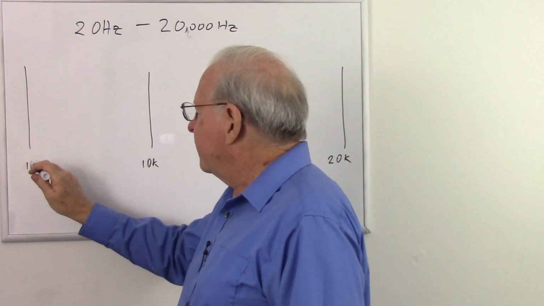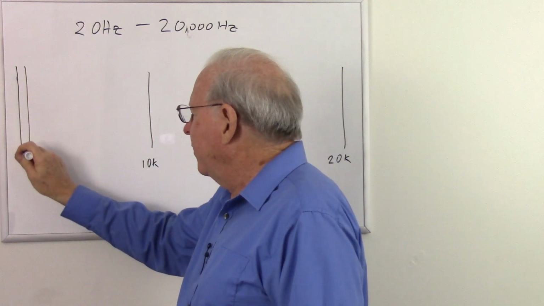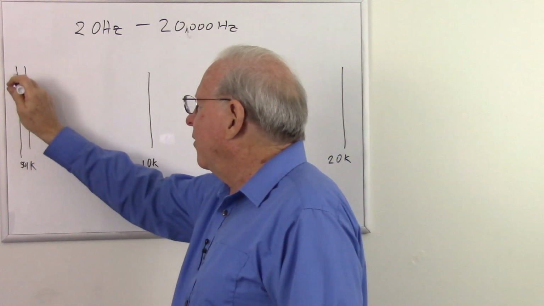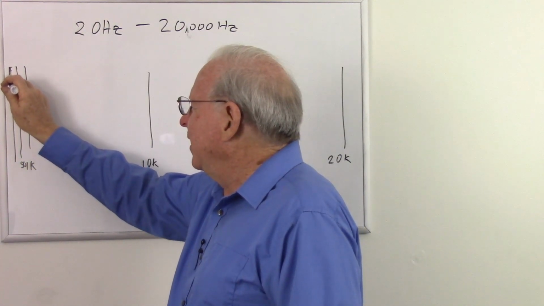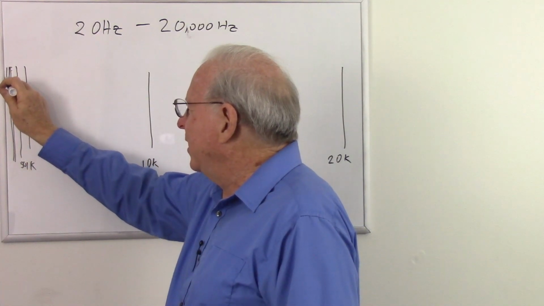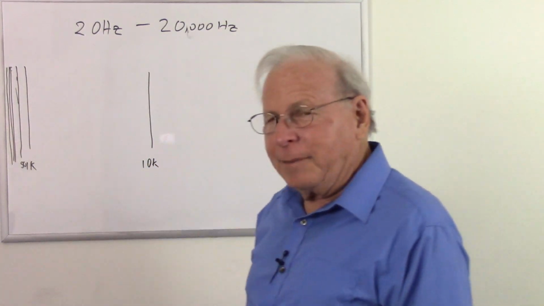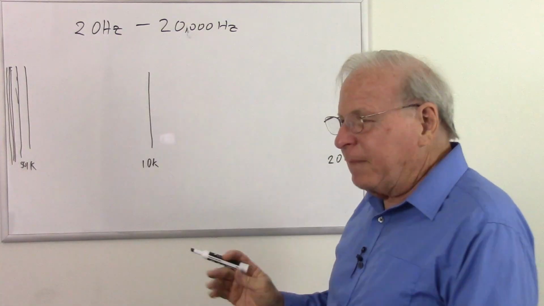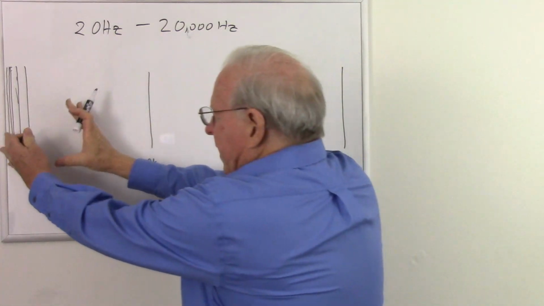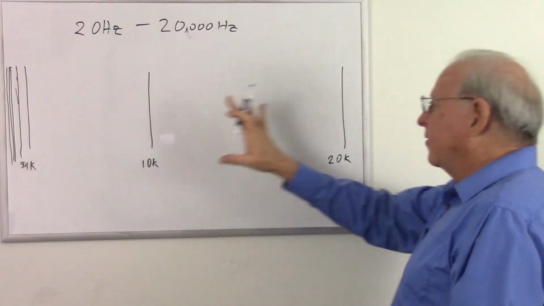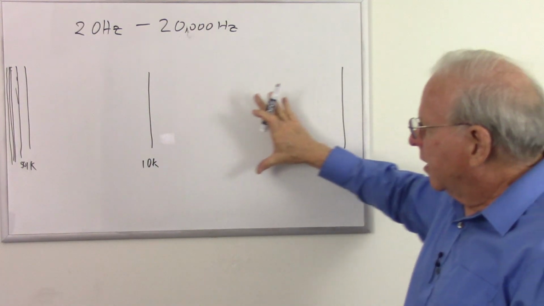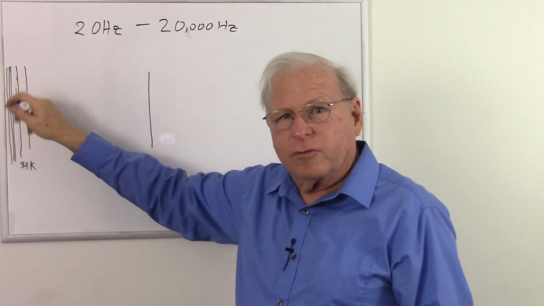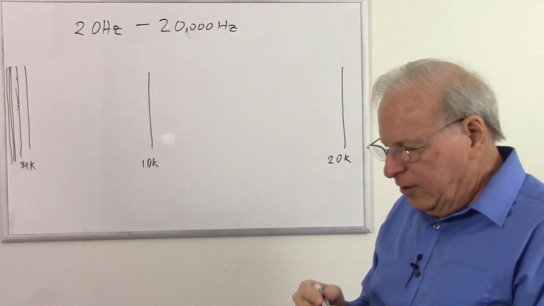And where is 500 hertz? It's about here. Where's 100 hertz? About there. How about 50? Oh, that's getting to be a problem. How about 20? Things are getting bunched up down at the other end. So if we make our scale wide enough that we can see what's going on at the low end, the high end goes off the board. If we try to make it so we can see what's going on at the high end, the low end, everything gets all squished together. So what can we do?